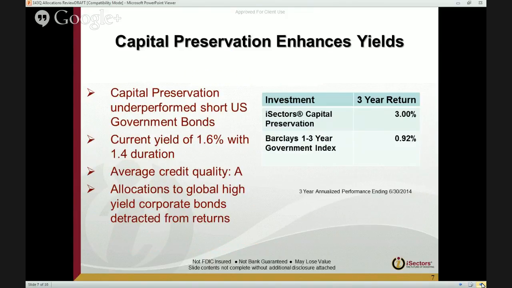As the chart shows on slide 7, capital preservation has earned 3% on an annualized basis over the past 3 years. The current yield is attractive with short duration while maintaining investment grade quality on average. Stock market volatility in the quarter led to underperformance by the global high yield bonds, which are owned in the portfolio. These bonds detracted from performance in the allocation.